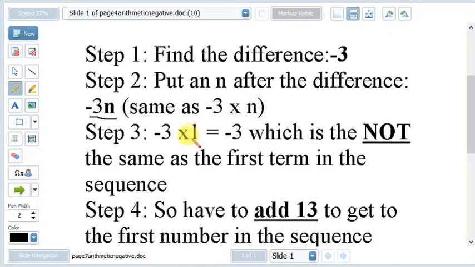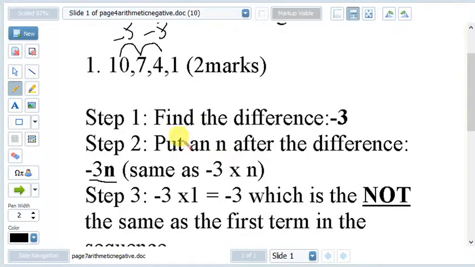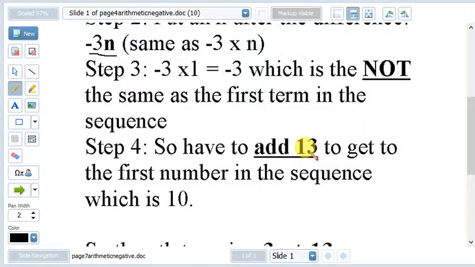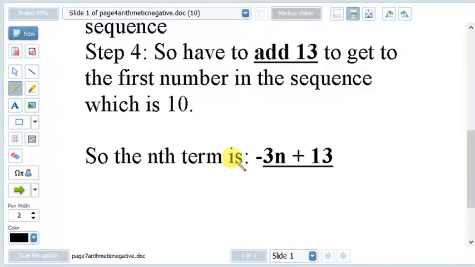And next, we substitute n equals 1 into this. So it would become minus 3 times 1, which of course is minus 3. And that is not the same as the first term in the sequence. So the first term in the sequence is 10. So therefore, we have to add 13 onto minus 3 to get up to the first number in the sequence, which is 10. So therefore, the nth term is minus 3n plus 13.